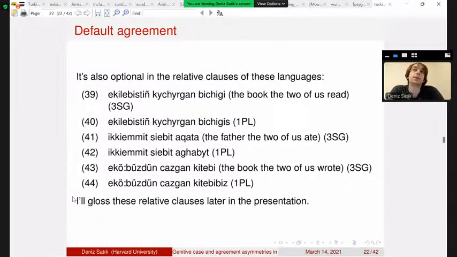And so this carries on to the relative clauses of these languages, the other constructions in which genitive case is assigned. So in these relative clauses from Altai, Sakha, and Kyrgyz, genitive case marking also optionally leads to full or default agreement. So the book the two of us read, the head noun in the relative clauses in these languages can have either full agreement or default agreement. Either is fine. And I'll talk more about these relative clauses later in the presentation. But for now, I just want to show you guys that default agreement is optional in these languages.